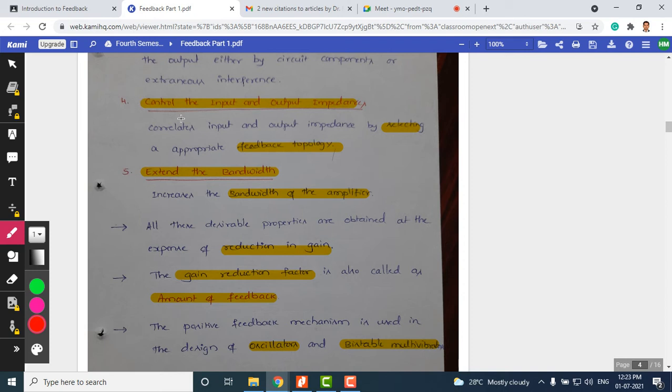Next, the fourth advantage of negative feedback is that it controls the input and output impedances. This is one of the important steps in amplifiers. We need to have good control of the input impedance Zi and the output impedance Z0. These are the two impedances which decide what the source signal strength should be and what the output level should be. For a good amplifier, Zi must be very large. For a voltage amplifier especially, it must be infinity, and Z0 must be 0.